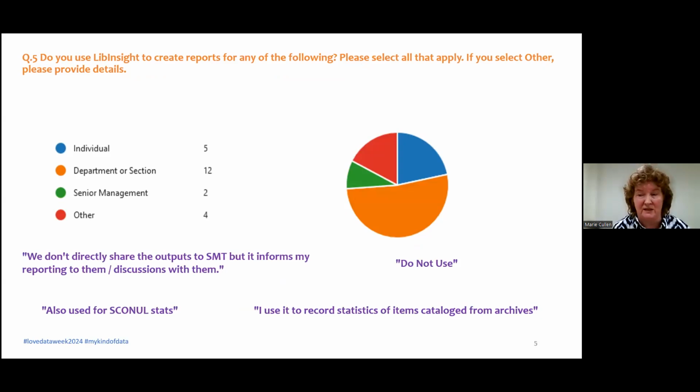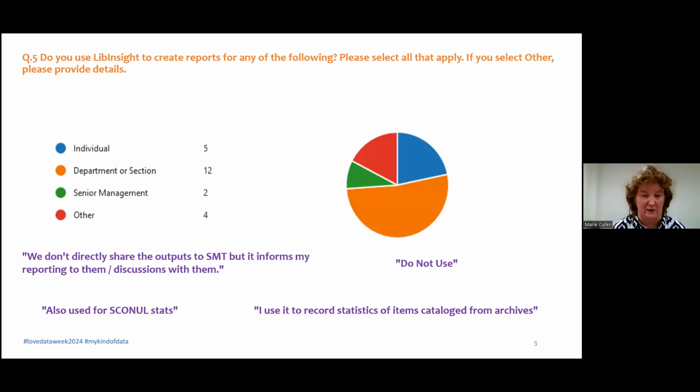So LibInsight has different functionalities, including creating reports, data visualization and analysis. And the following questions are trying to discern what functions are used and who uses the output. So as you can see there, the question is, do you use LibInsight to create reports for any of the following? So just for yourself as an individual, for your department or section, for senior management or other. So it's a combination of things, but most people would seem to be creating reports for their department or section.